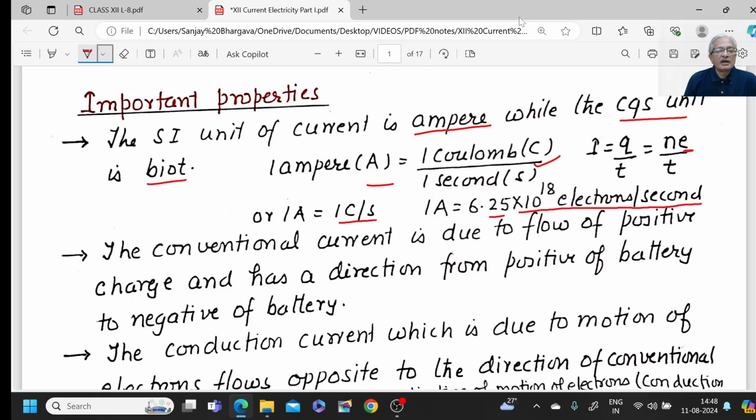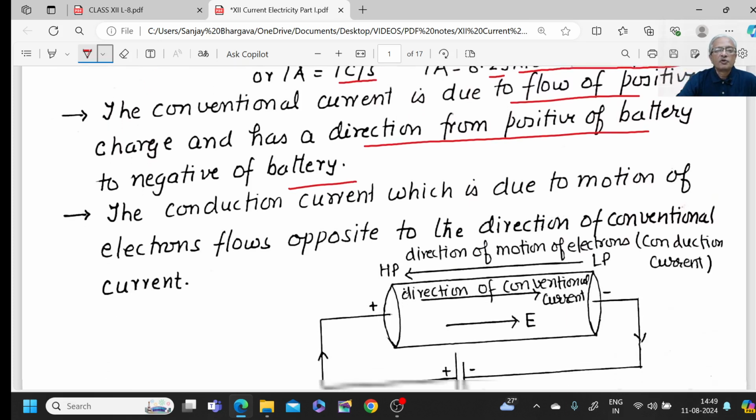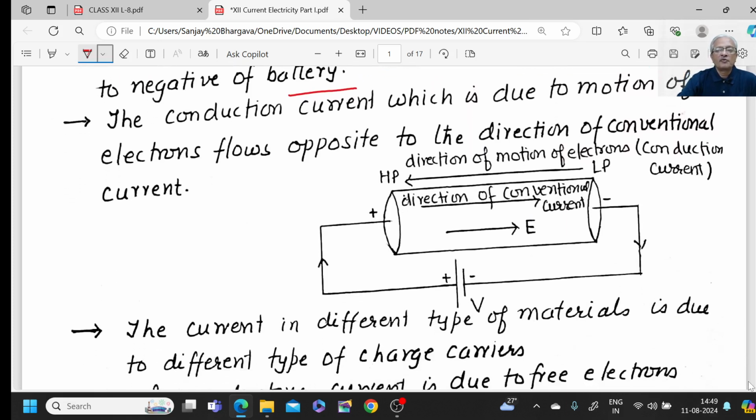The conventional current usually that we mark in the electrical circuits is due to the flow of positive charge and has a direction from positive of the battery to negative of the battery. The conduction current, which is due to motion of electrons, flows opposite to the direction of conventional current. So here we have a conductor connected to an external battery. The direction of the conventional current is in the direction of the electric field, and it is from positive of the battery to negative of the battery.